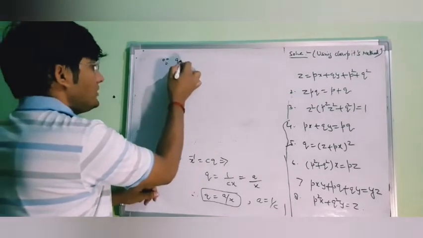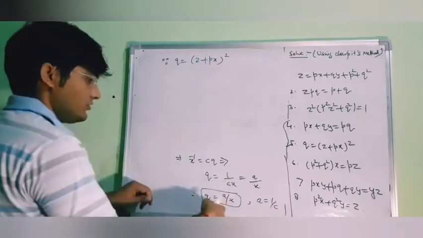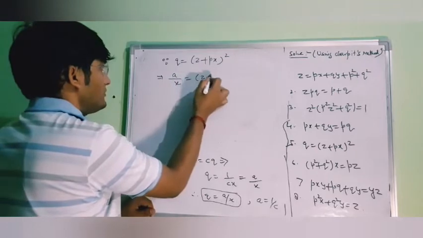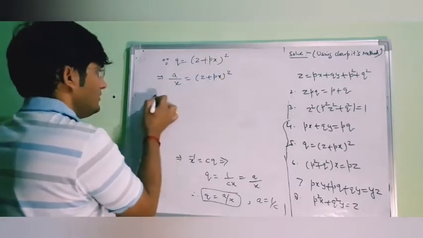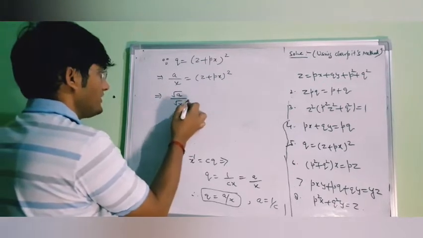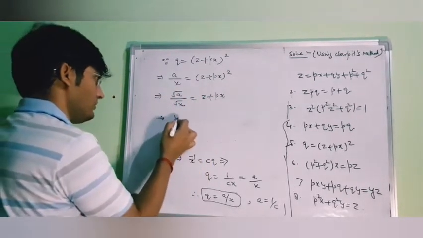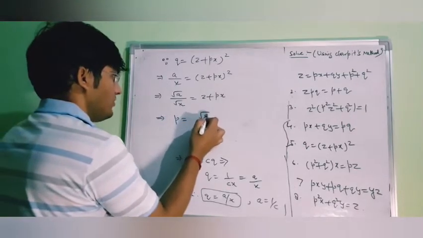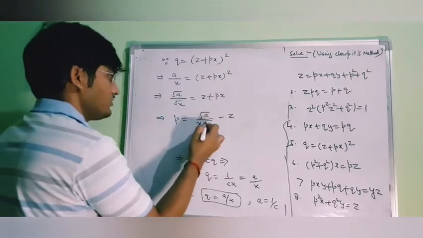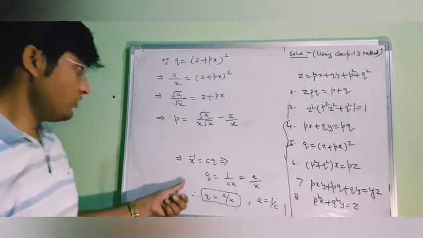Now using q equal to (z plus px) whole square, as our q is a upon x, so from here a upon x equal to (z plus px) whole square. So on taking square root, we will get root a upon root x equal to z plus px. So our p will be (root a upon root x minus z) divided by x. So now we have the value of p and q.